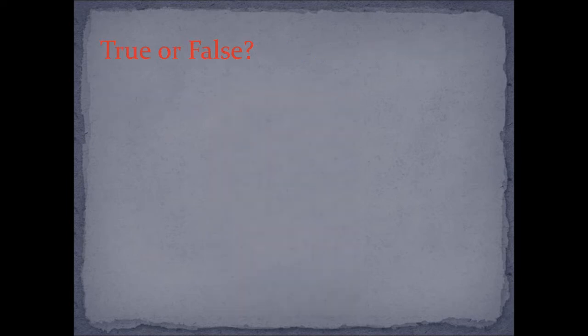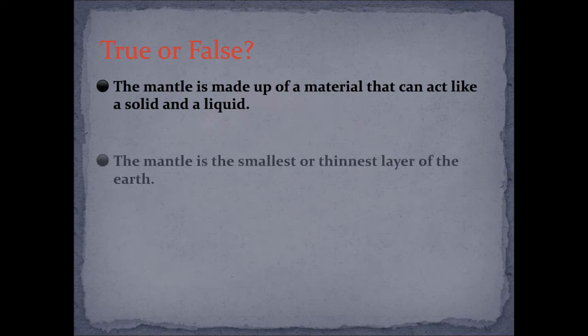All right, so let's true or false this real fast. I'm sorry, I forgot I had this slide. True or false? The mantle is made up of a material that can act like a solid and a liquid. That is true, because the mantle is flexible. And the mantle is the smallest or thinnest layer of Earth. You know that's false, because the crust is the thinnest layer. The mantle is the largest layer.